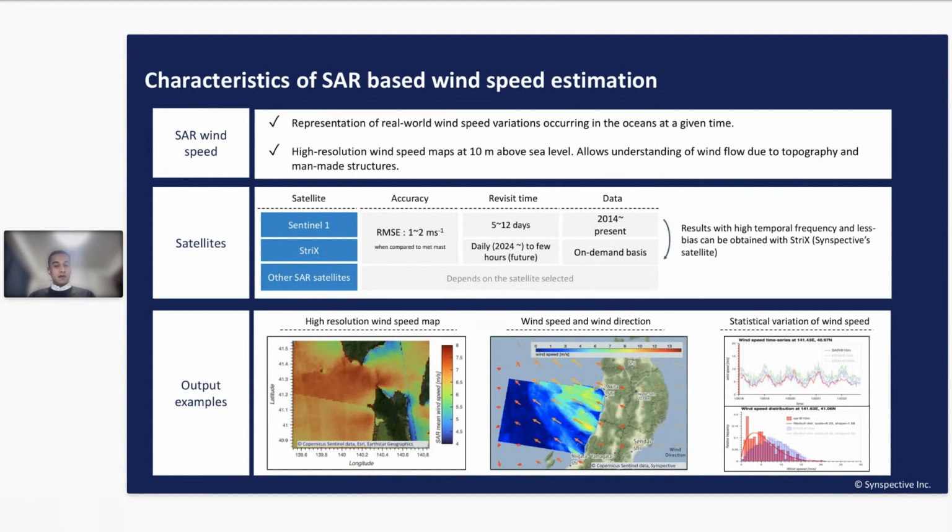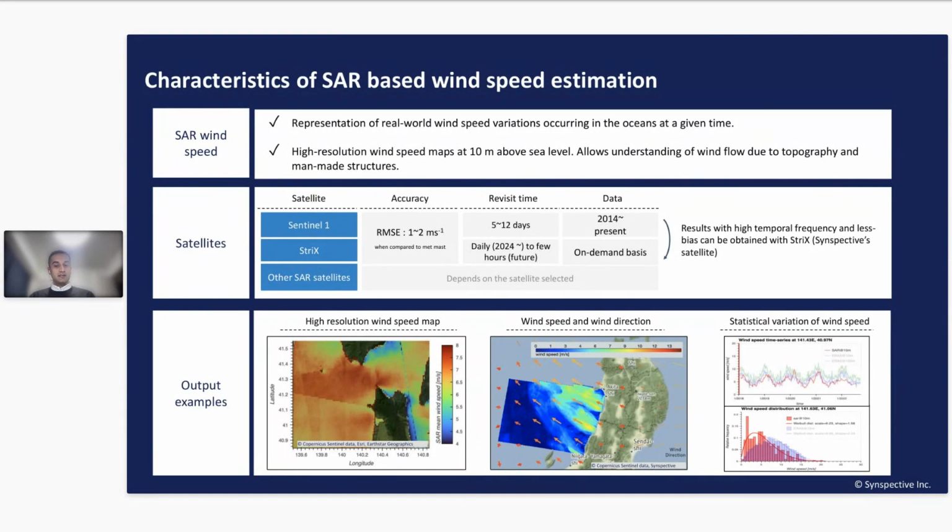And we've done some accuracy evaluation of the results generated using Sentinel-1 as well as the Strix satellite by comparing the results from these satellites with the data obtained from MetMast. And we've got a root mean square error of around 1 to 2 meters per second. But please bear in mind that this accuracy can be significantly improved if we integrate our SAR data with other data sources such as MetMast data or data from buoys.